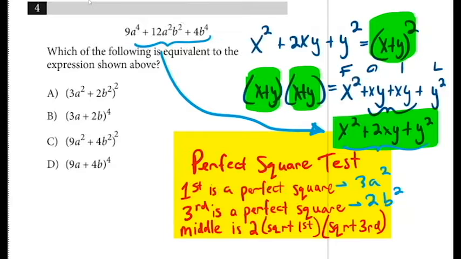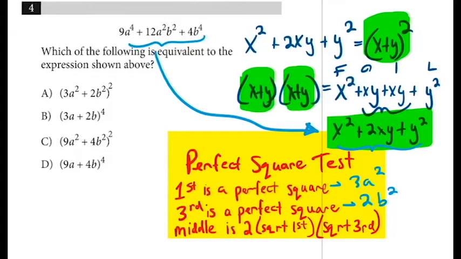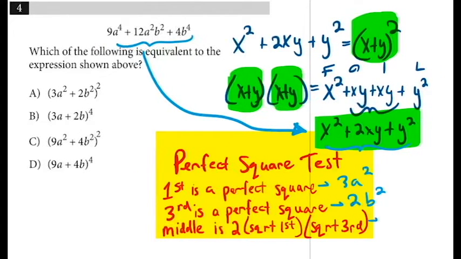Now for the tougher one, is the middle term equal to 2 times the square root of the first times the square root of the third? Well, let's see if it is. We've got 2 times the 2 things that we wrote already, 3a squared and 2b squared. Multiplying that out, 2 times 3 times 2 is 12, and the a squared and b squared come along, and what do you know? We have exactly this.